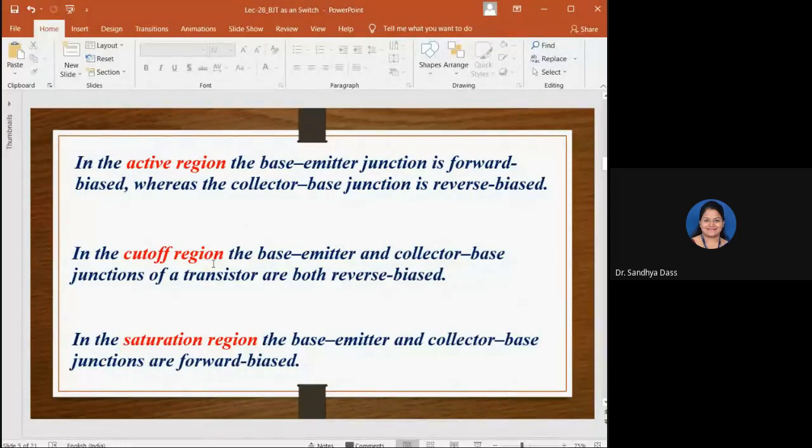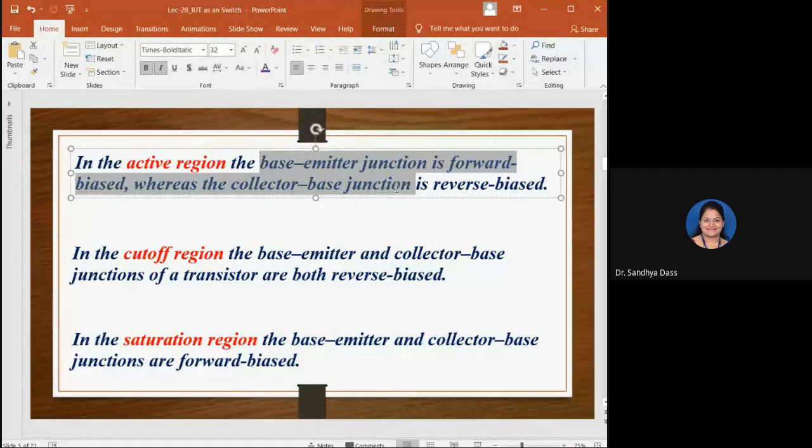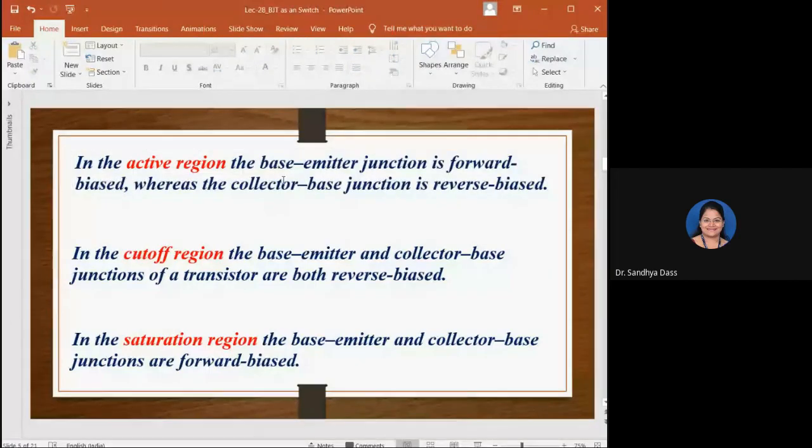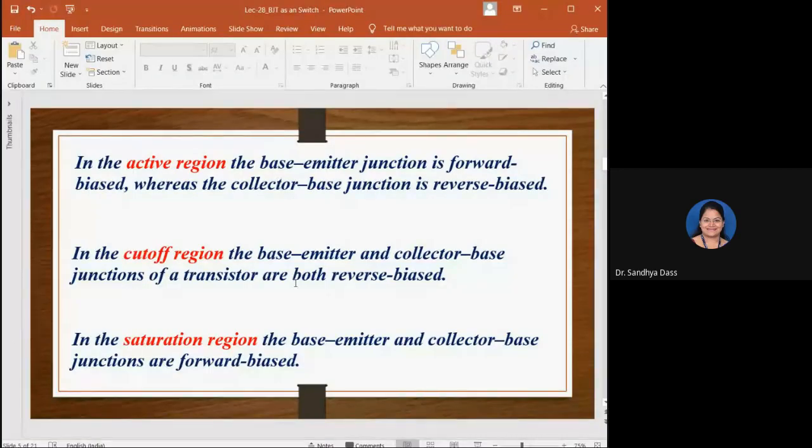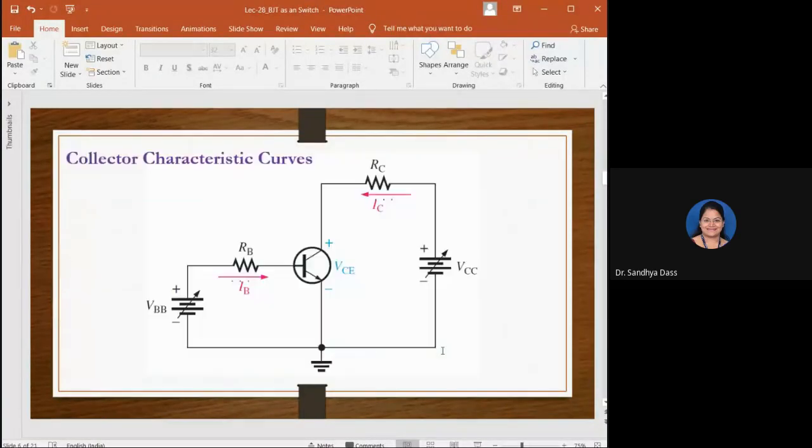All right. So if you keep this in mind, how the biasing has to be done, that is, how you are biasing the junctions, if you are familiar with this, then you will understand how the BJT is operating, whether it is operating as an amplifier or a switch. So to understand more about the working of the BJT, let us consider this collector characteristic curve.